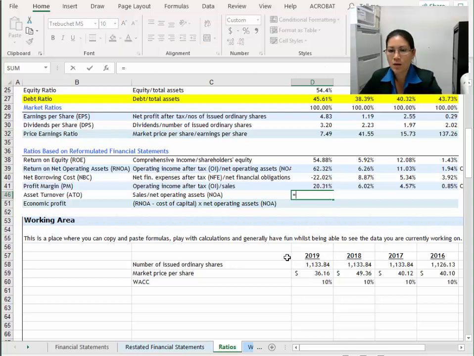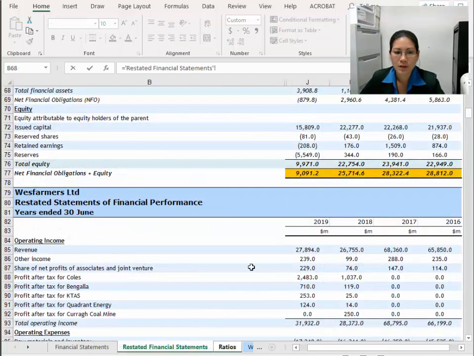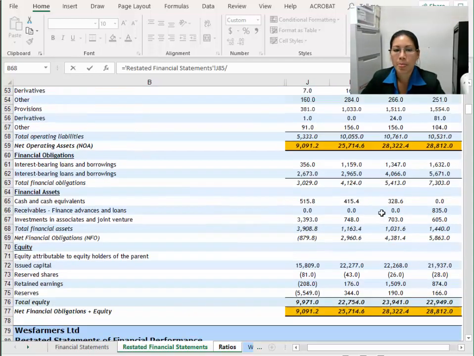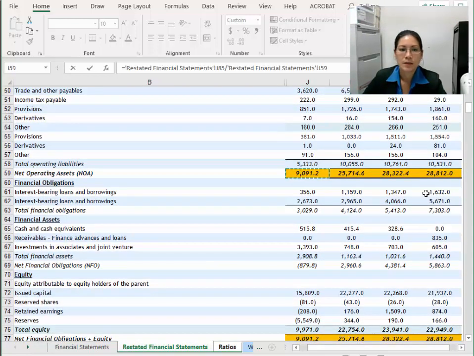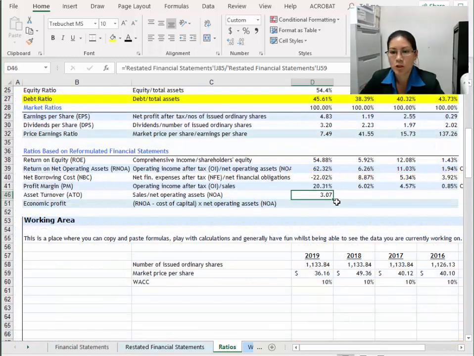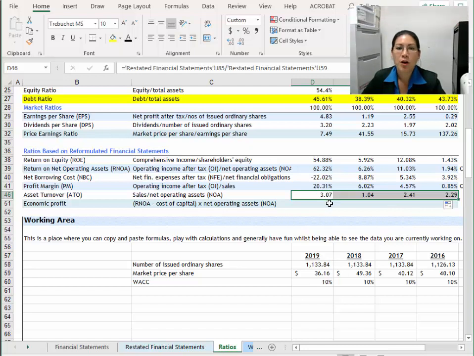Let's do it again. Equals sales on the income statement divided by net operating assets. That's a bit better. Don't know why it went negative. I must have pressed the negative button. Okay, so this is my asset turnover.